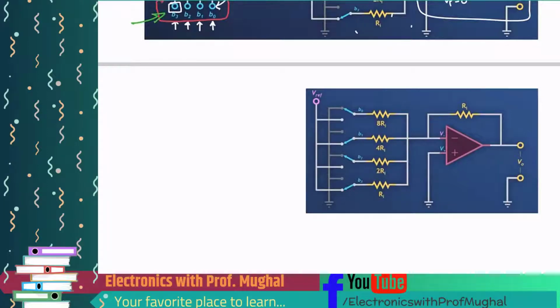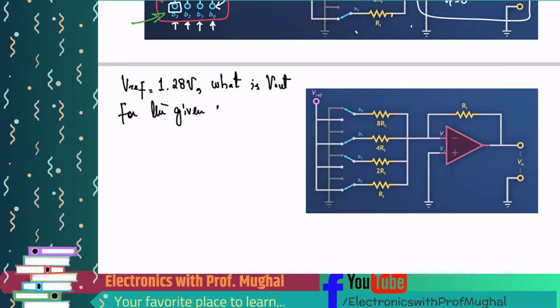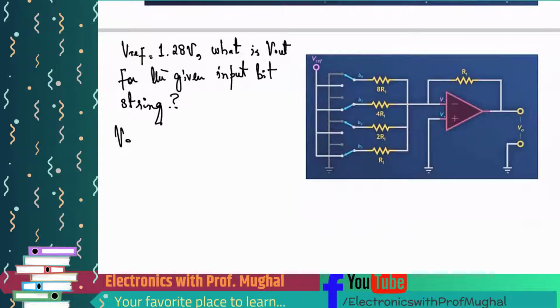Say I'm going to assume here Vref is equal to 1.28 volts, okay? And then you are asked what is V naught, V out, for the given circuit. While we are going to find V naught, can we first find B naught, B1, B2, and B3 here? What would that be?